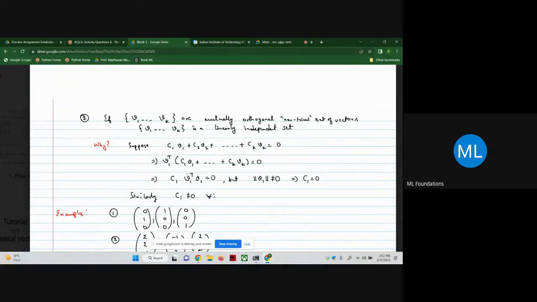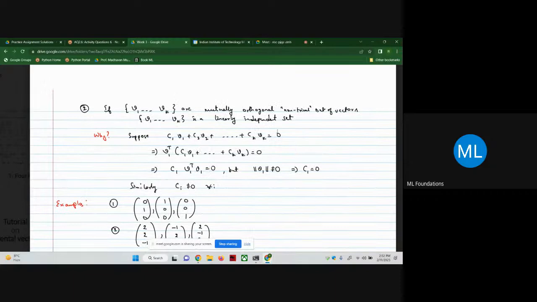That's because the dot product of a mutually orthogonal non-trivial set of vectors is linearly independent. So for the linear combination of these vectors to be zero, each and every constant c1 to ck has to be zero. Only then will the linear combination be equal to zero. So that set of vectors is called a linearly independent set of vectors.